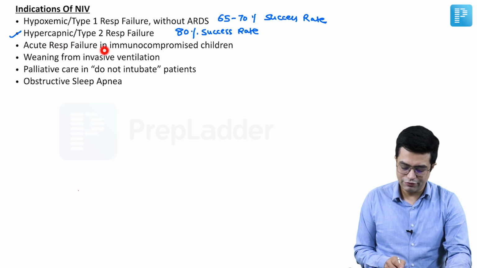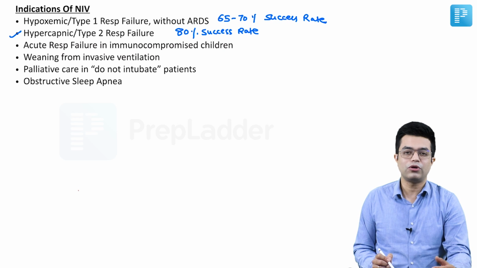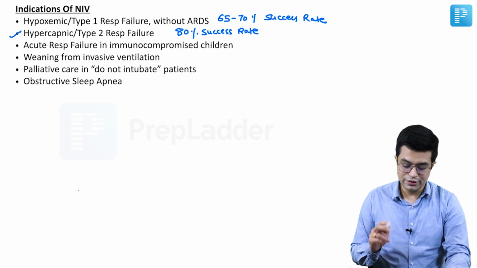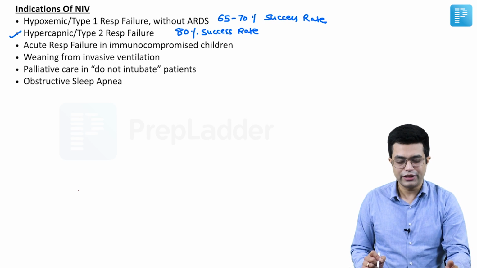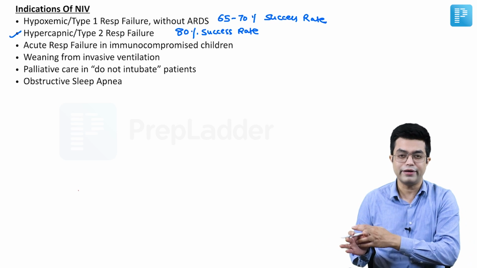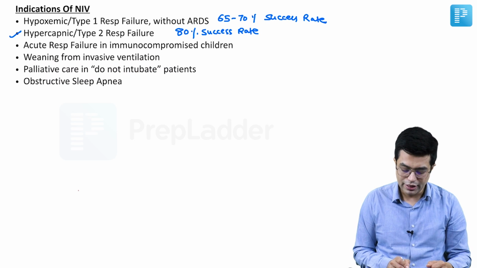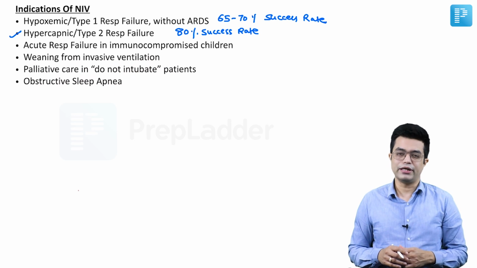Then acute respiratory failure in immunocompromised children. Suppose you have an oncology patient and there is a risk of opportunistic infection. So in these patients, for any acute respiratory failure which is not still in the realm of severe ARDS, you can go in for NIV. Then weaning from invasive ventilation, you can use NIV. Palliative care in do-not-intubate patients, you can use NIV. And obstructive sleep apnea is another indication where NIV can be used.